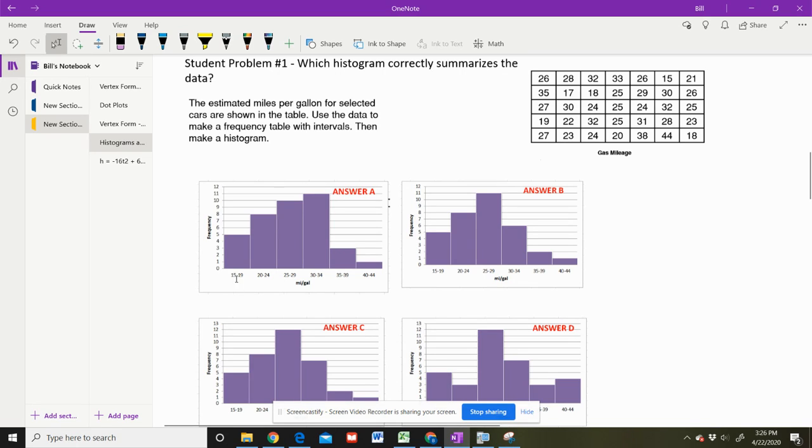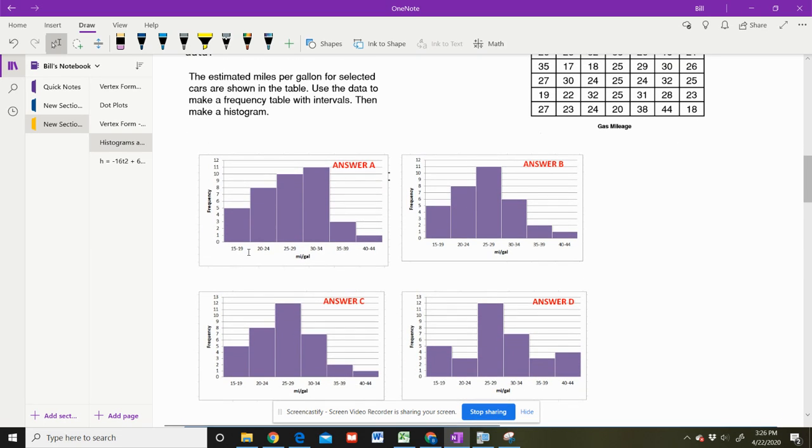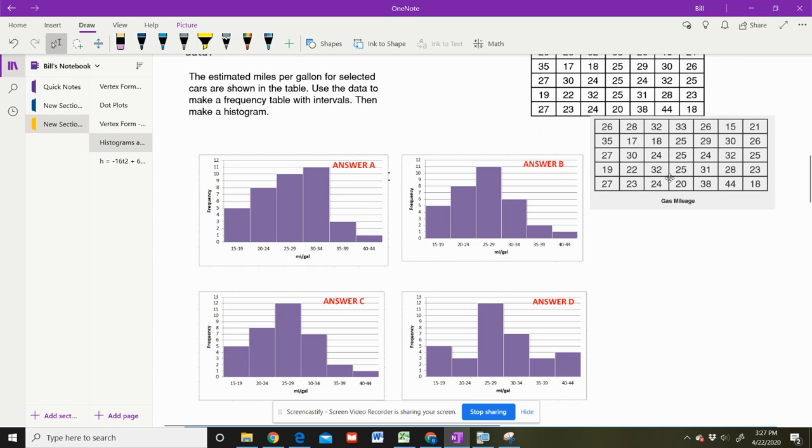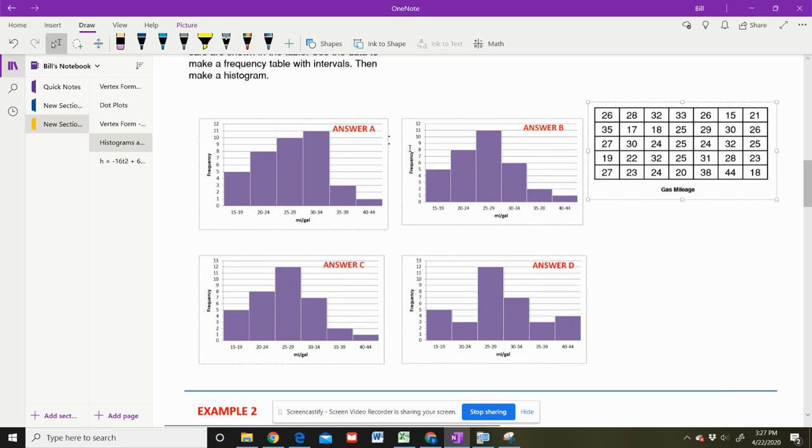So basically they already set up the intervals for you. All right. So we've got intervals already, 15 to 19, 20 to 24, 25 to 29, 30 to 34, right? So what you need to do is tell me which histogram is the correct one. A way you could do it, you could definitely look at this data and try to make your own histogram, or you could look at the total count and see which ones are the same as the total count in this table. Okay, so I'm going to stop and let you guys try that one.